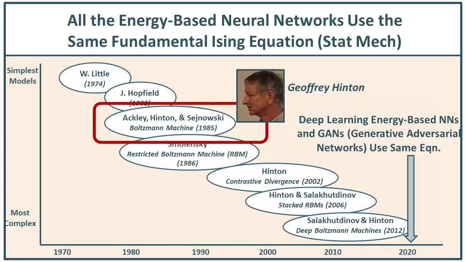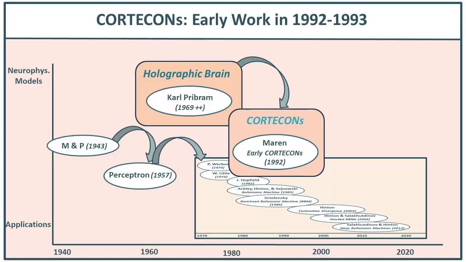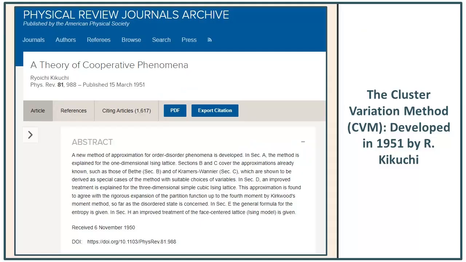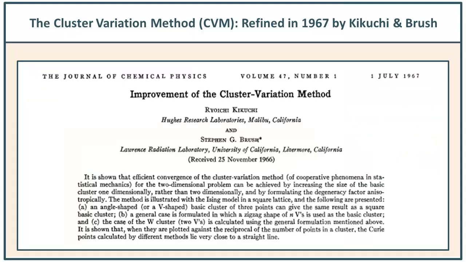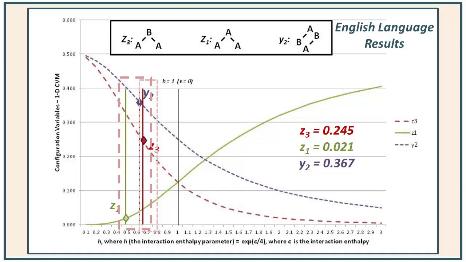CORTECONs, in terms of maturity, are most comparable to where Hopfield and Hinton were when they introduced neural networks based on the Ising model in physics. Hopfield, of course, made that first introduction, and Hinton brought in the generative capability. That was taking a pre-existing physics model, the Ising equation, and reinterpreting it for use in neural networks. Similarly, what I've done in the CORTECON invention is to take a pre-existing physics model, the cluster variation method developed by Ryoichi Kikuchi and refined by Kikuchi and Brush, and reinterpret it for use in a neural network's AGI context. But more than that, we'll leave to a future vid.